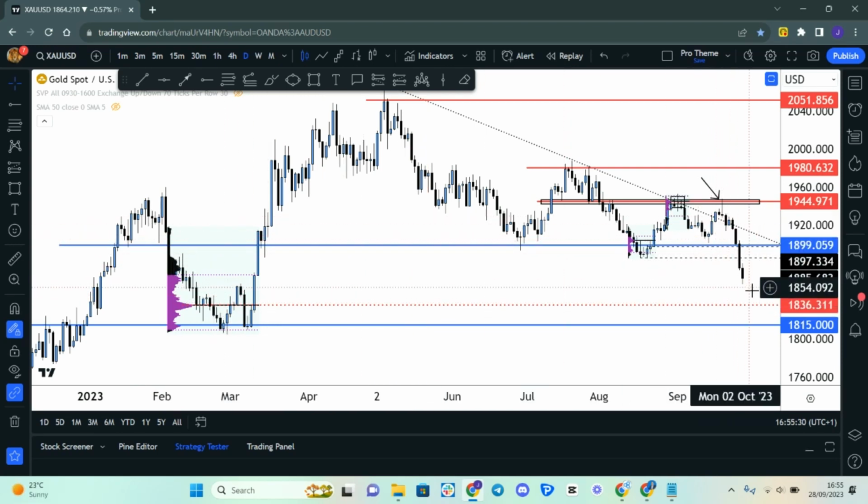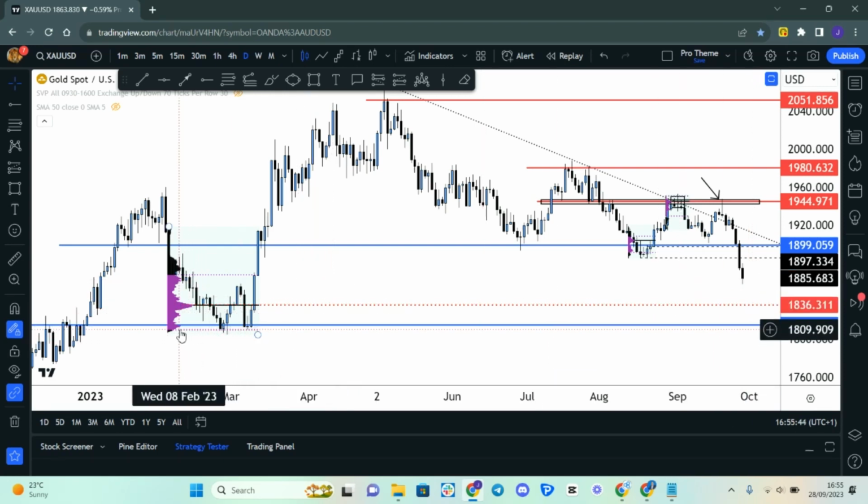So sellers, what they try and do, or buyers as well, they try and push prices into those key areas of volume, and that's what I'm looking at here. Can sellers now drive price into 1836, even the 1815 level, which you can see are these lows that were created back on the 27th of February and the 8th of March. So that could be the level where price heads towards next.